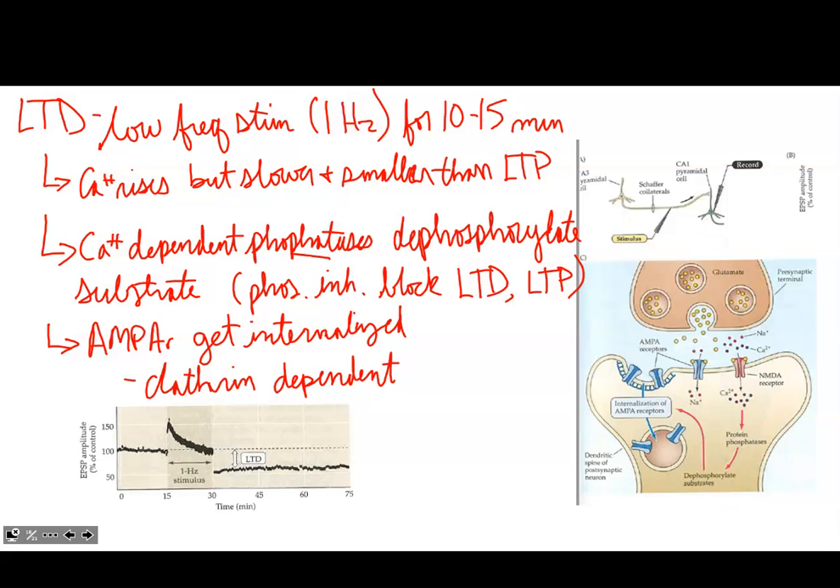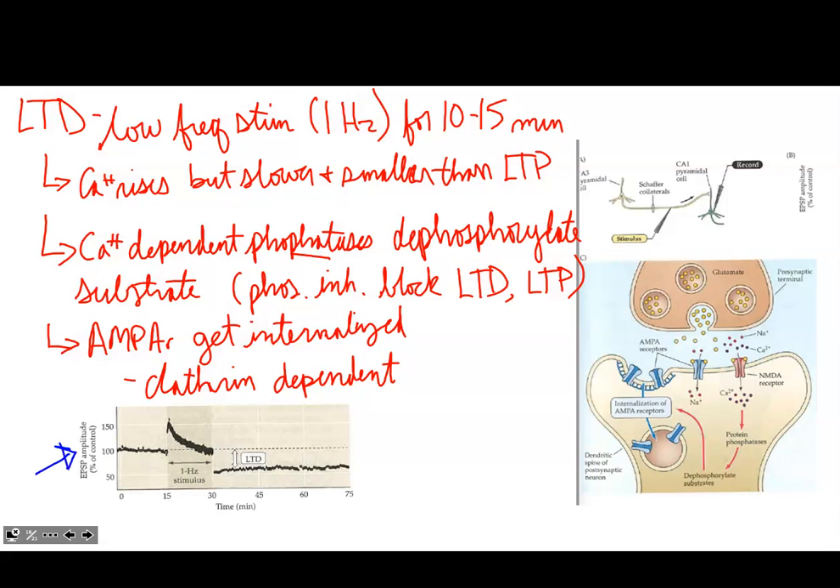Now this mechanism of AMPA receptor internalization that causes LTD, excuse me, is different than the one that we talked about in Purkinje cells in the cerebellum, and I'll talk about that again next. Oh, I forgot to mention this here.